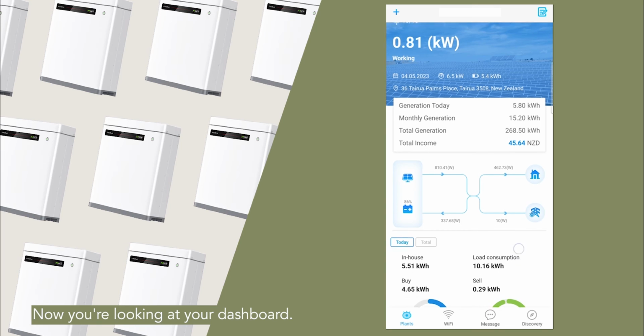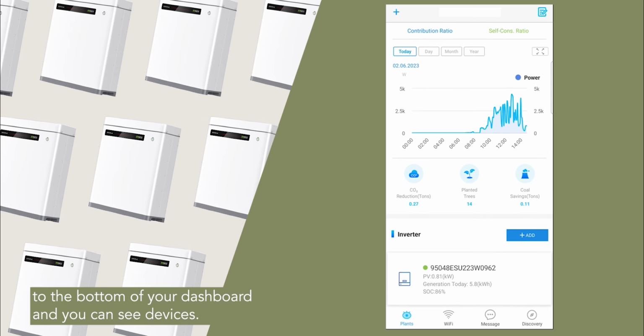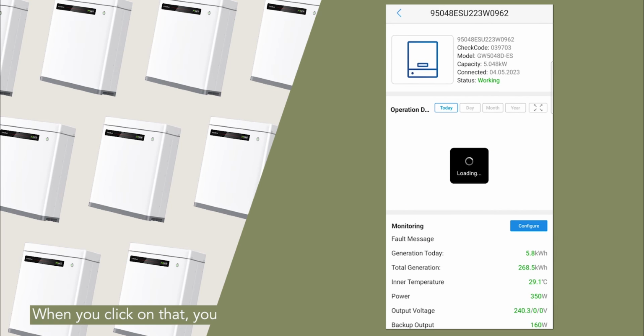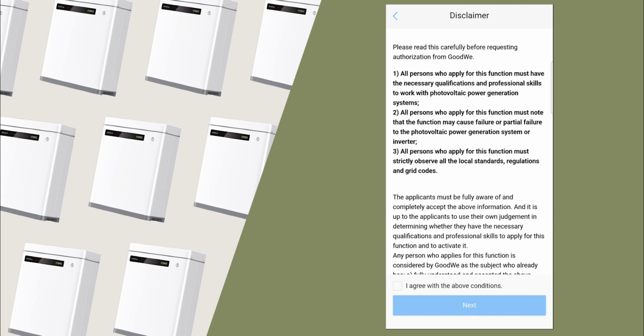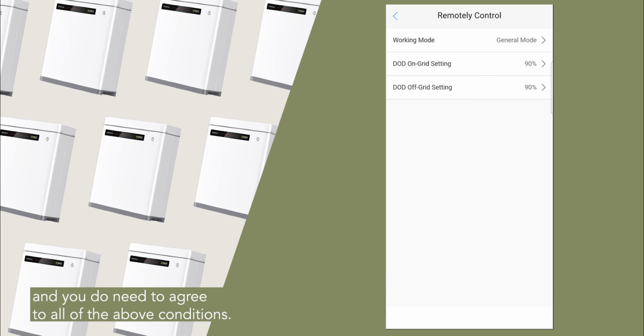Now you're looking at your dashboard, you want to scroll down to the bottom of your dashboard and you can see devices, inverter there, and you click on the icon of the inverter. When you click on that, you can click the configure button. And you do need to agree to all of the above conditions.